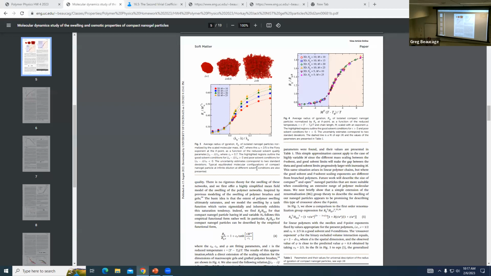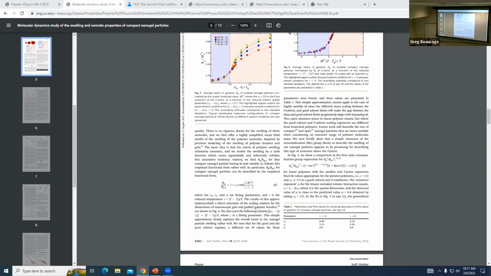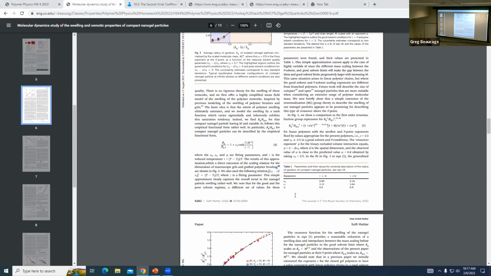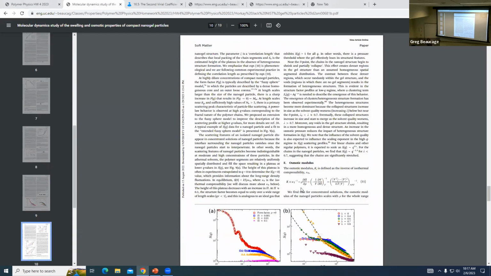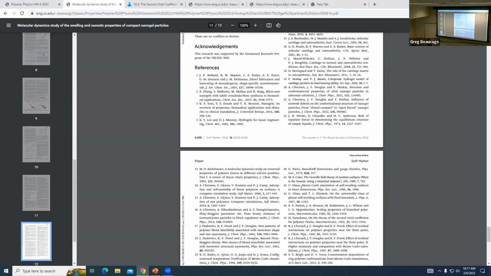So anyway, he uses this function to fit it, which he picks up from somewhere. He didn't invent that function. It came from reference 34 for some kind of brush polymers. So basically just talk about that.